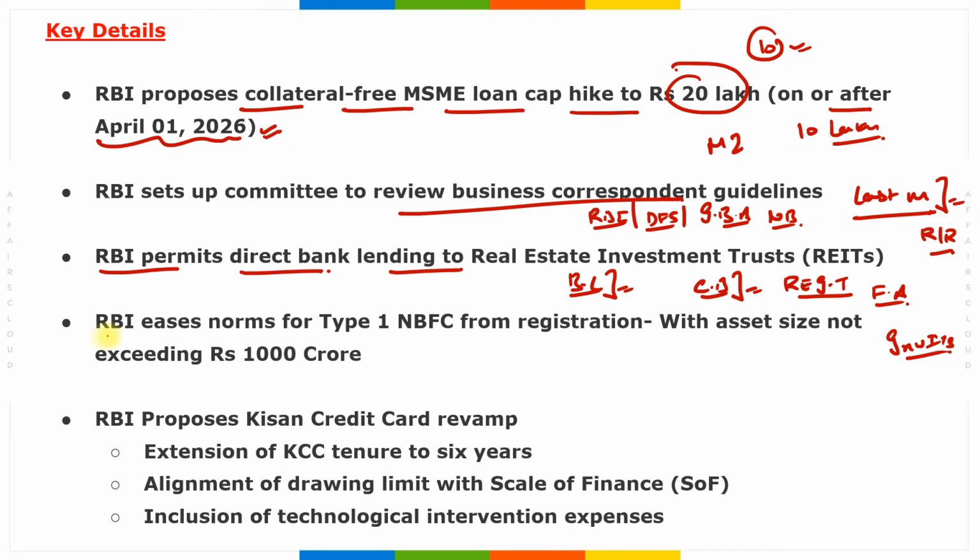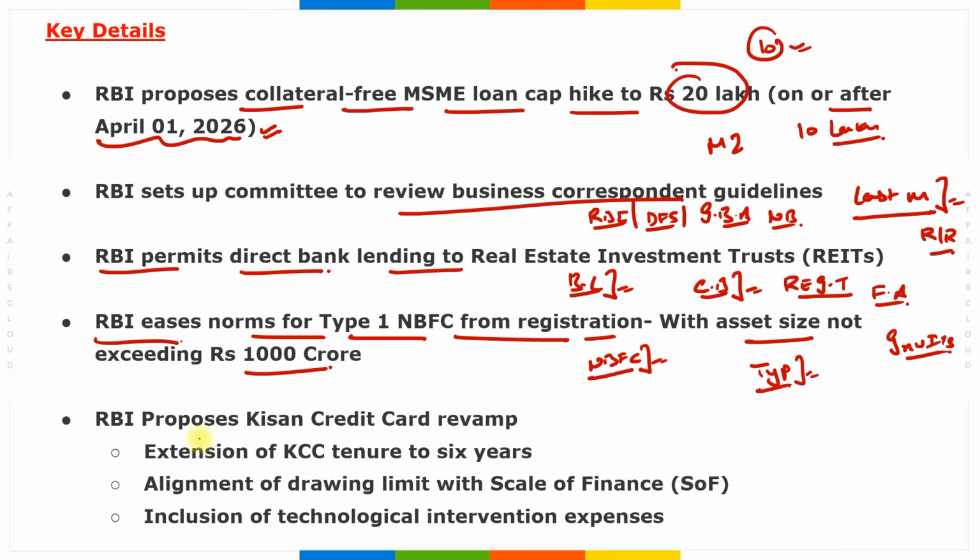Next important measure is RBI eases norms for Type 1 NBFCs from registration. The RBI has proposed to exempt non-banking financial companies having no public funds and customer interface. There is a condition: having no public fund and customer interface with asset size not exceeding rupees 1000 crore from the requirement of registration. This will bring such NBFCs, which are commonly referred to as Type 1 NBFCs, outside the purview of RBI supervision, compliance, and reporting requirement.